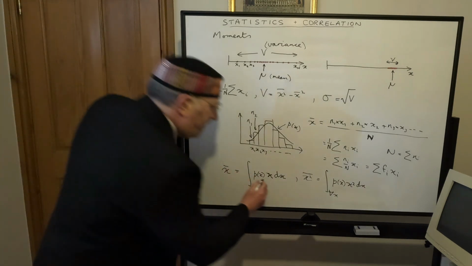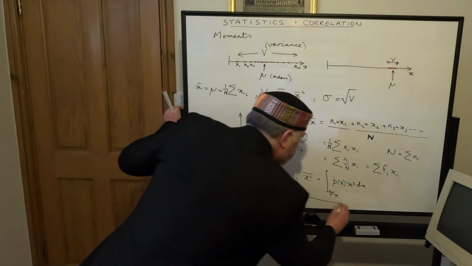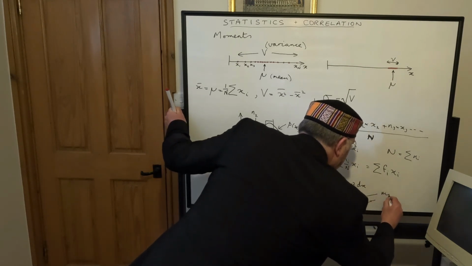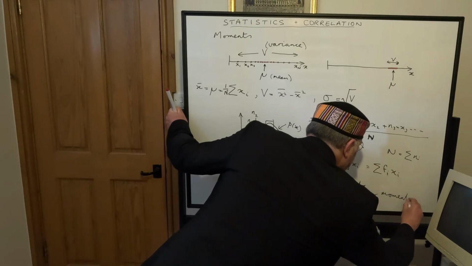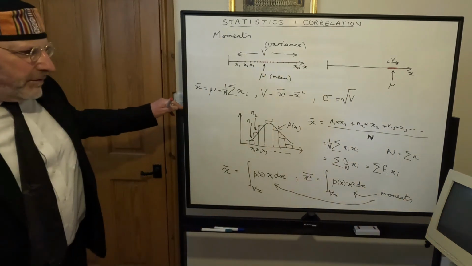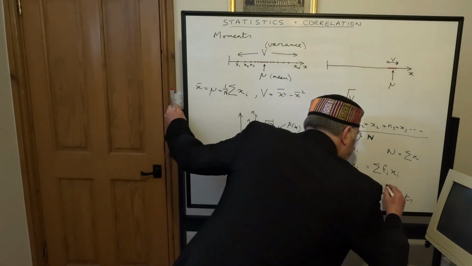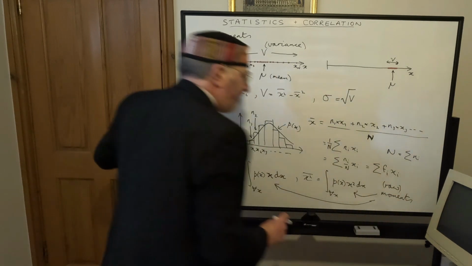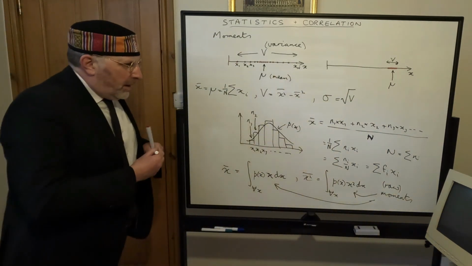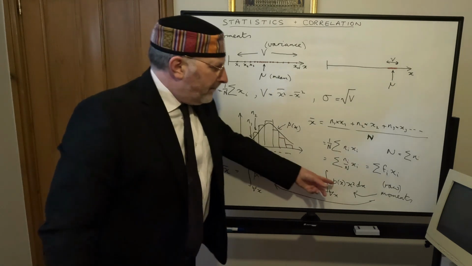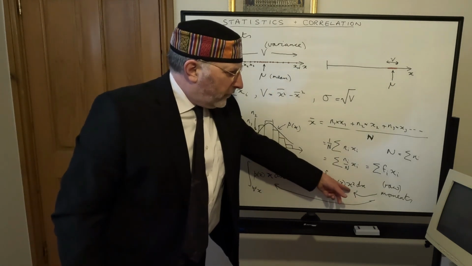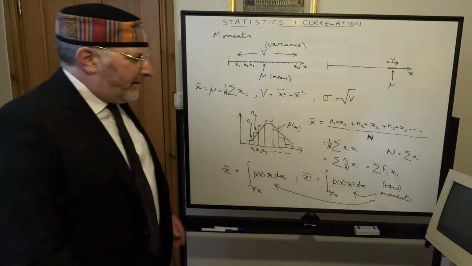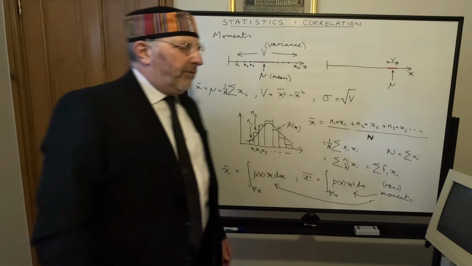And these are the moments of the distribution, or at least we could say these are the raw moments. And then we can have higher moments, because if we had x cubed, that would be the next moment up, and we can have x to the fourth and so on. We have x to any value. These are just higher moments of the distribution.